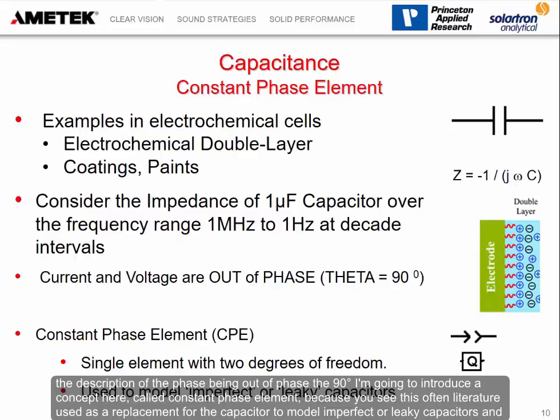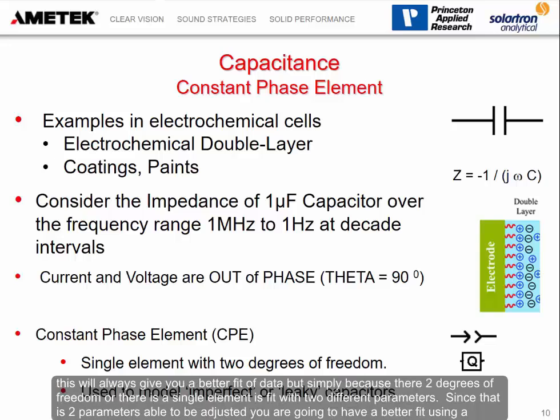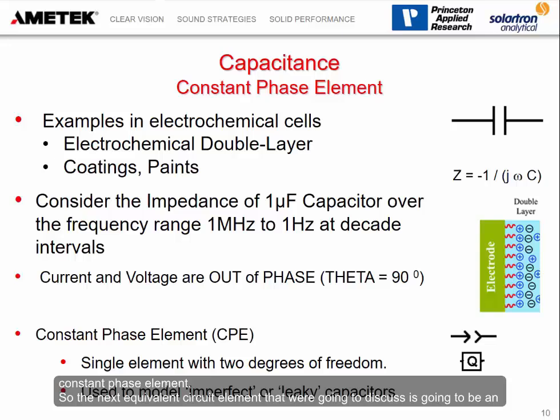So this describes the magnitude, and then we see the description of the phase being out of phase by 90 degrees. I'm also going to introduce a concept here called constant phase element, because you'll see this often in the literature used as a replacement for the capacitor to model imperfect or leaky capacitors. And this will always give you a better fit of data, simply because there are 2 degrees of freedom, or there's a single element that's fit with 2 different parameters. Since those two parameters are able to be adjusted, you're going to have a better fit using a constant phase element.